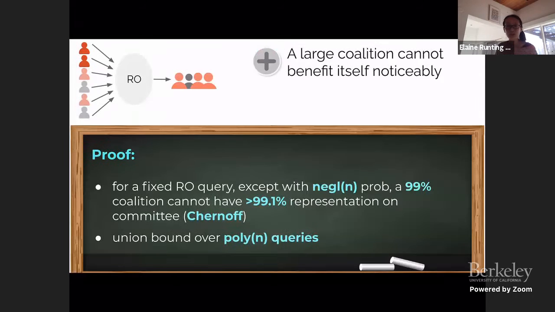And the proof is actually not too difficult. First, we look at a fixed random oracle query. By taking a Chernoff bound, we can show that for a fixed random oracle query, it's going to select a committee that's good. Good means, let's say, roughly 99% corrupt, and bad means more than 99.1% corrupt. So the probability that the committee is bad is negligibly small. Remember, we assume the adversary is computationally bounded, so it can make at most polynomially many random oracle queries. So you can just take a union bound over the polynomial factor, and you get this guarantee.